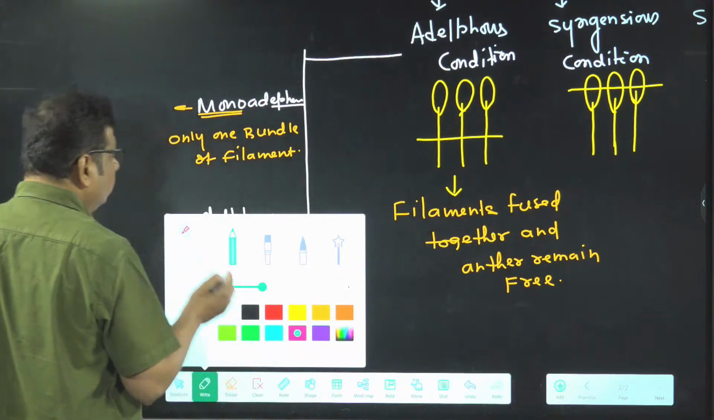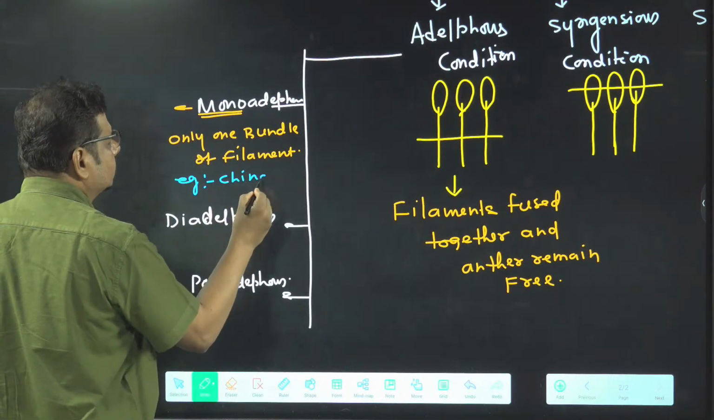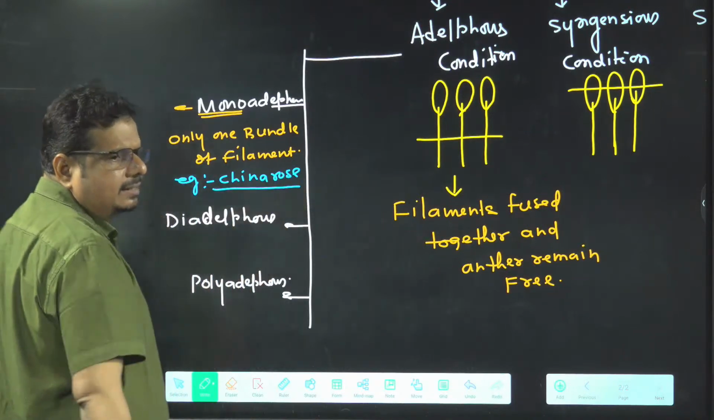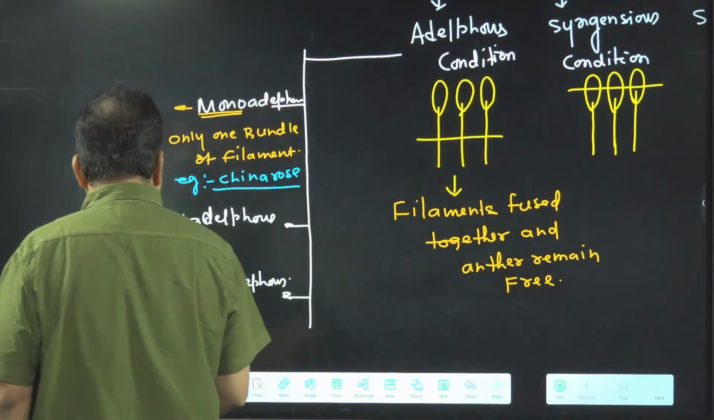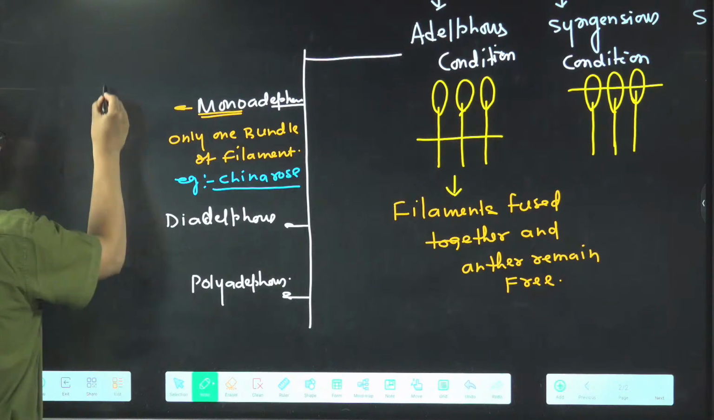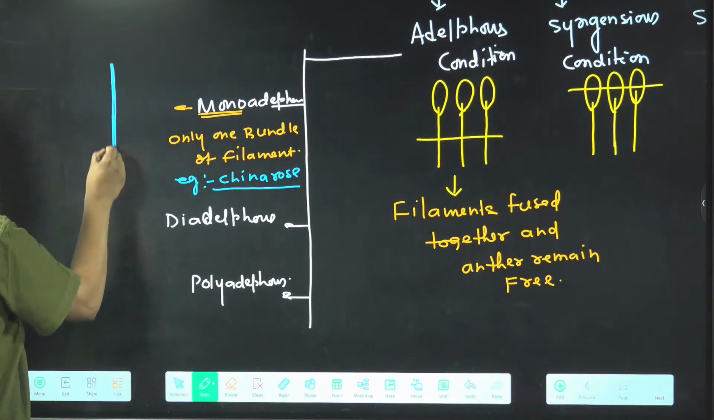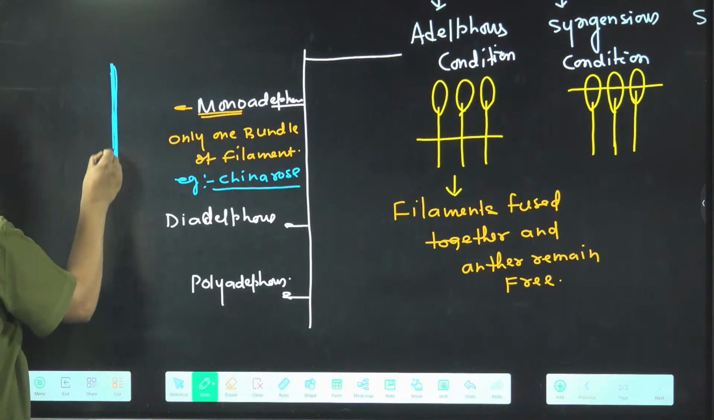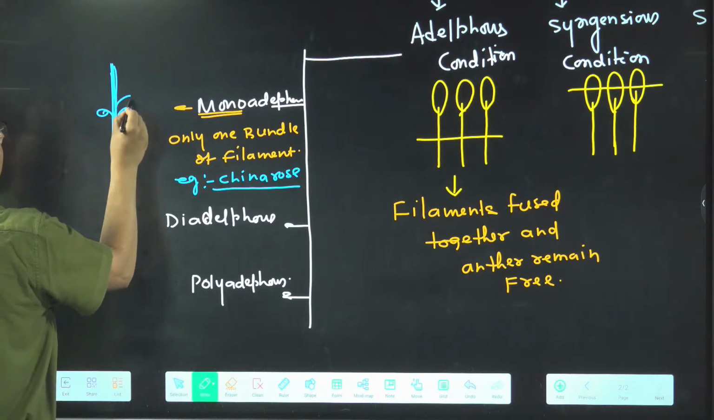And what example is mentioned in your textbook? China rose. China rose is the example of monoadelphous condition. How does it look when we see the diagram of a monoadelphous condition? See, here many filaments fuse together. Getting the idea? And here you are finding anthers are there.